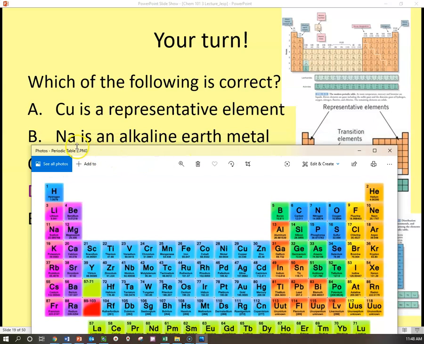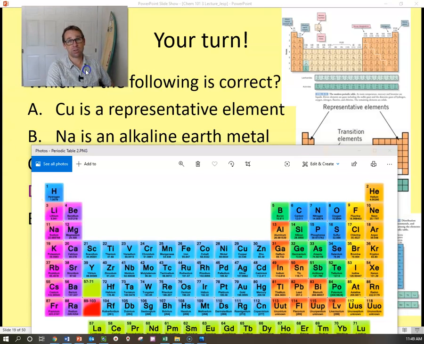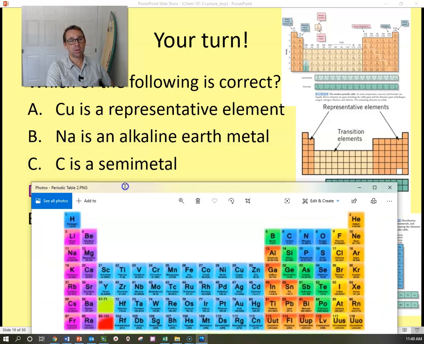How about this? Sodium is an alkaline earth metal. Was the alkaline earths the first column or the second column? The first column was what we actually called the alkali metals. Alkaline earth would be the second column, so that is not true either. Okay.